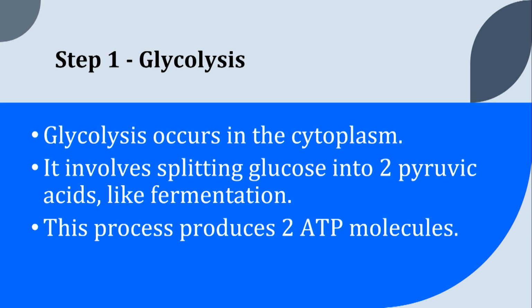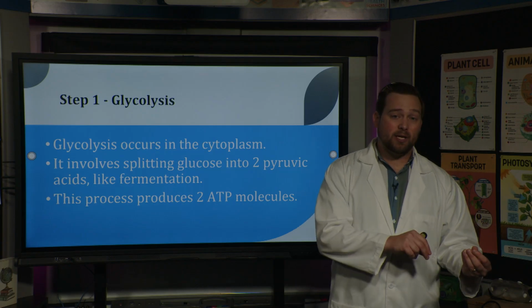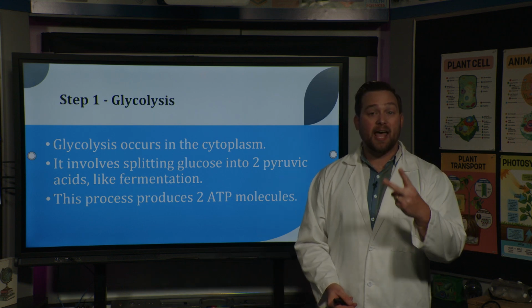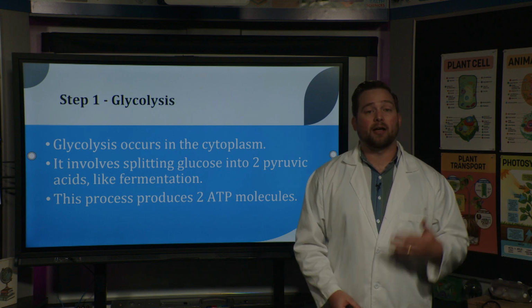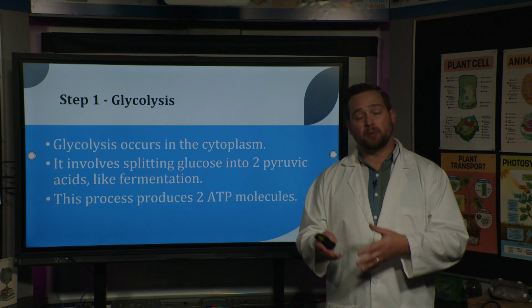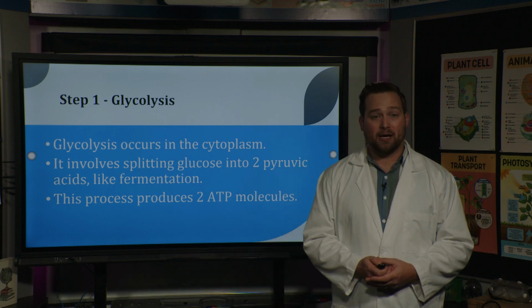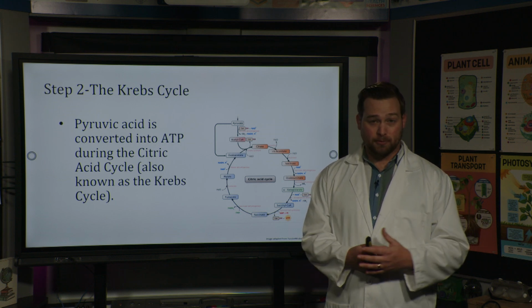And what I mean by that is it's 2 net ATP. It takes 2 to get this process started. We get 4 out of it, so we're left with a net 2. We've gained 2 ATP total. So whether you have oxygen or not, you always do glycolysis first. So glycolysis has happened, it's in the cytoplasm. Once this happens, we'll move into the mitochondria. What happens in the mitochondria? Well, this is going to be our next step, and it's called the Krebs cycle.